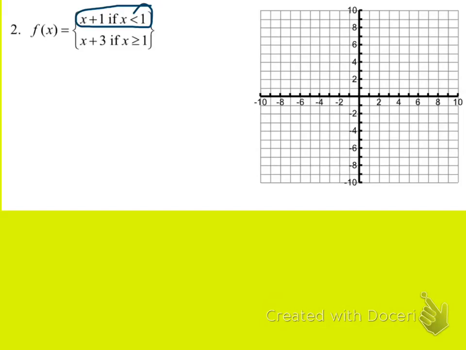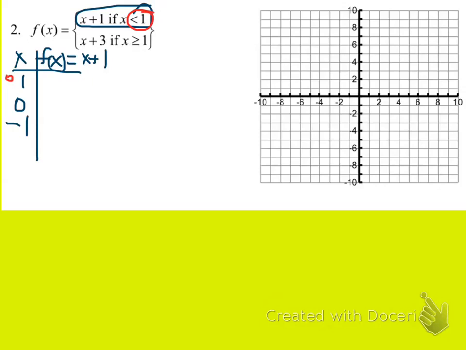Okay, our second one. We have f of x equals x plus 1 if x is less than 1. So let's go ahead and make a table for that. And let's focus on the part that says x is less than 1. So that's going to have an open circle because it's less than, not less than or equal to. So we'll start with 1. Then we want two numbers that are less than 1. How about 0 and negative 1? And now we substitute in.